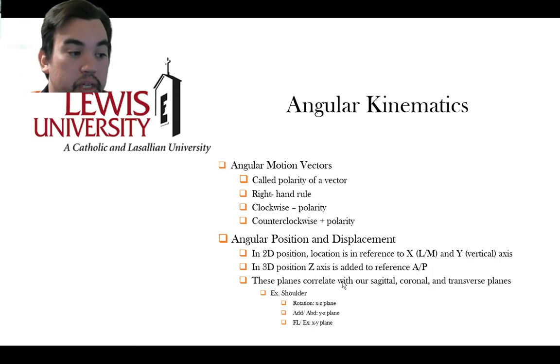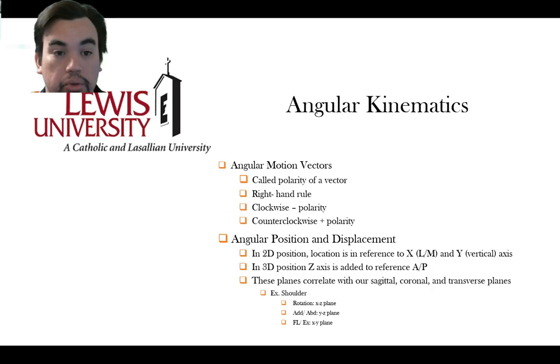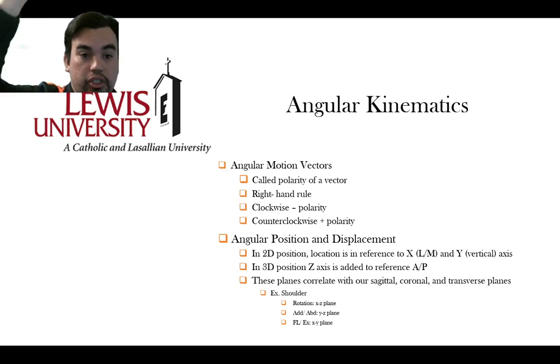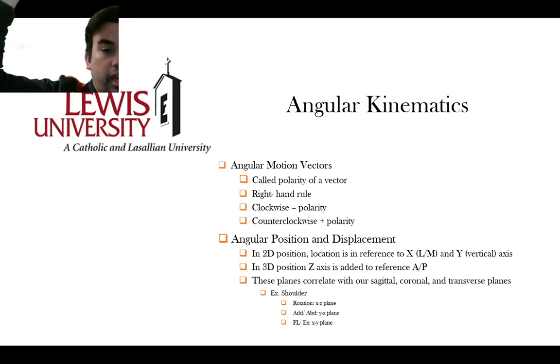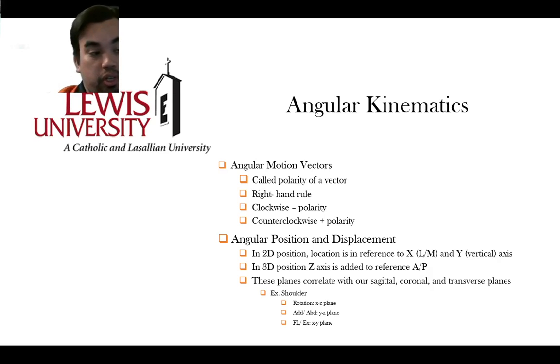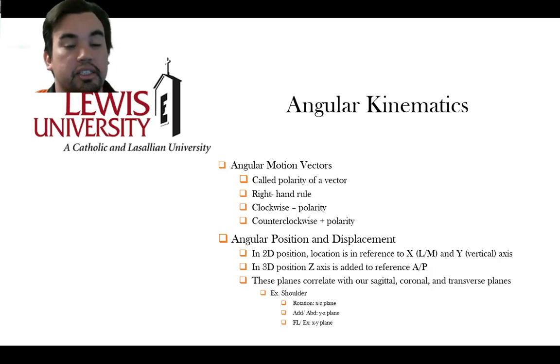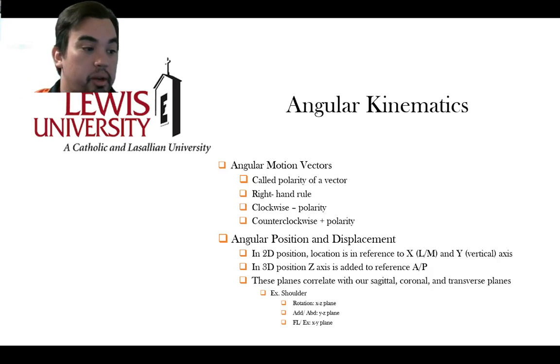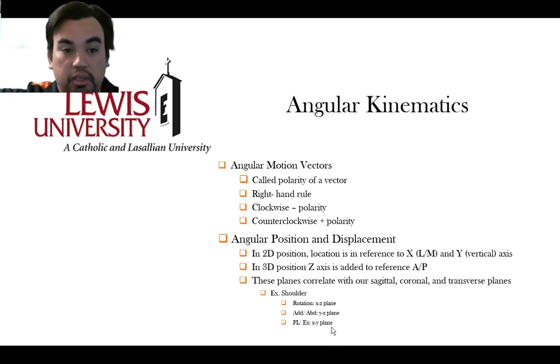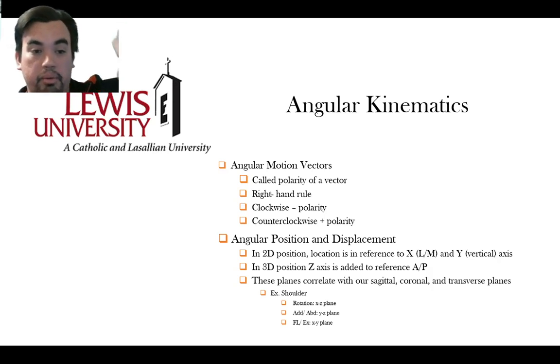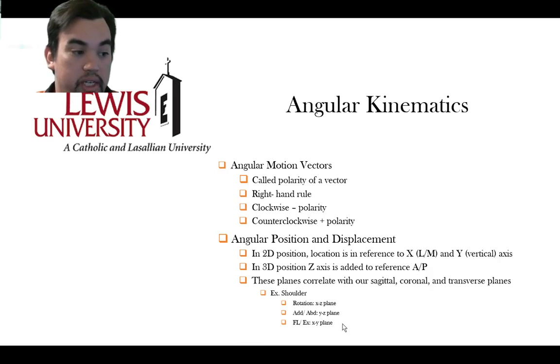Now you'll notice that these planes correlate with our sagittal, coronal, and transverse planes. If you look at the shoulder, for example, if I have rotation of my shoulder here, that happens in the y plane. Or if I put it down, now I'm rotating in the x and z plane. Abduction and adduction are in the y and z plane, up and down, and then flexion and extension are in the x and y plane.